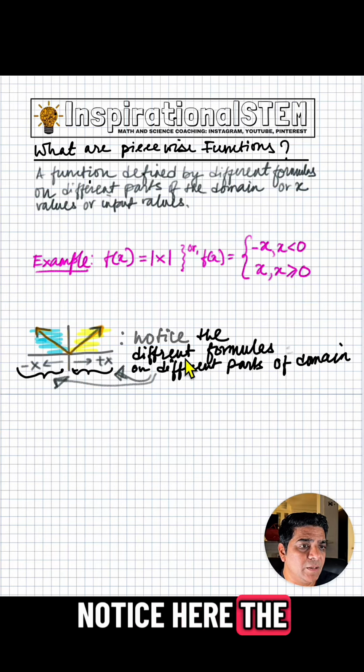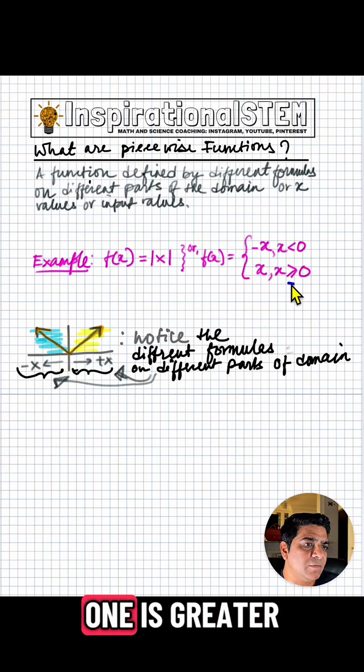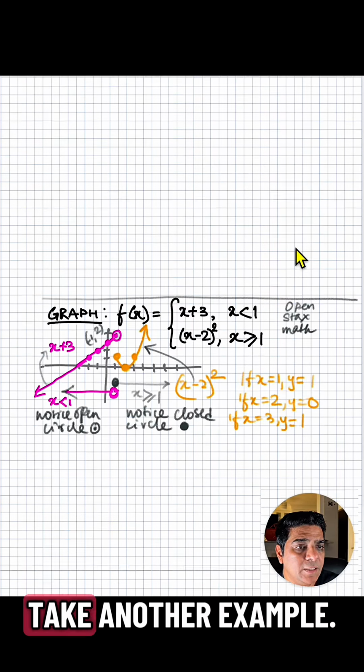Notice here the different formulas on different parts of the domain. One thing to notice is that one piece is greater than or equal to 0 and the other is less than 0, and we'll come to that in just a minute. Okay, all right, so let's take another example.